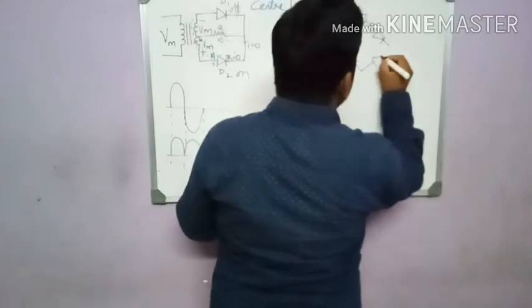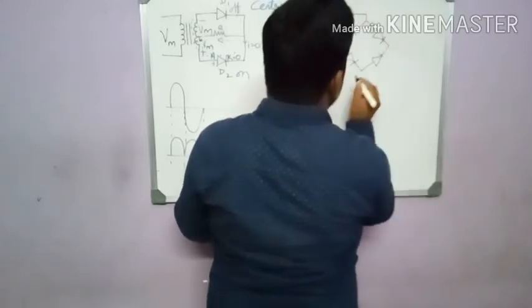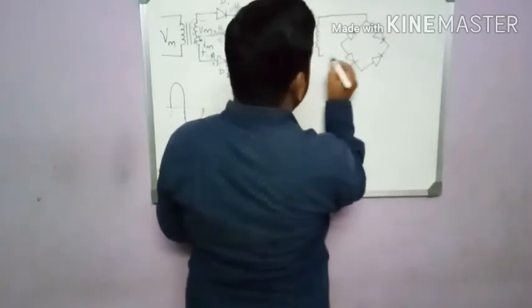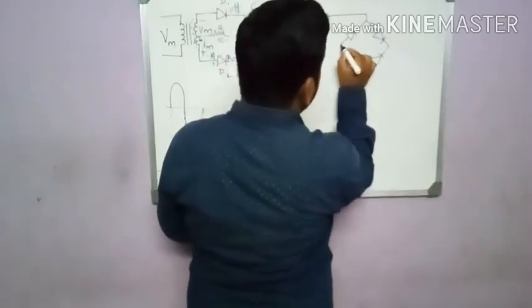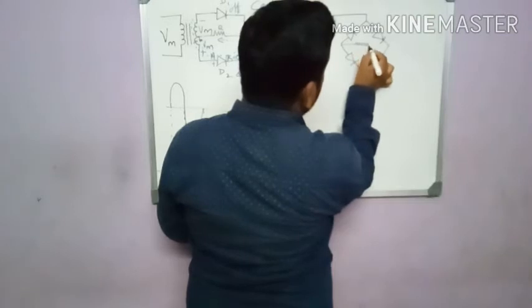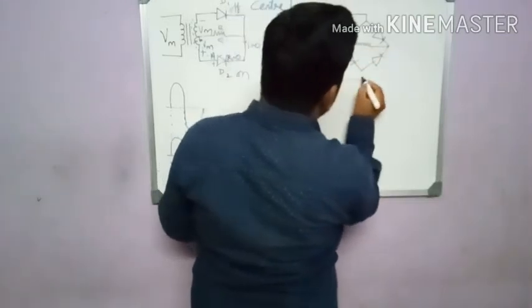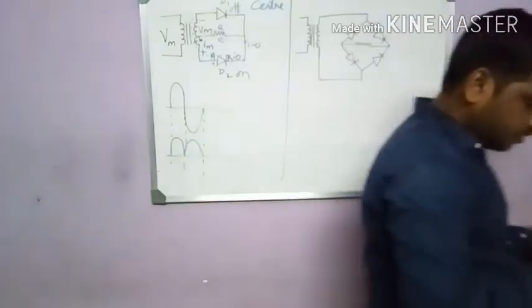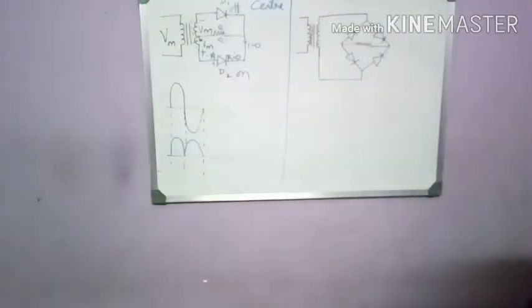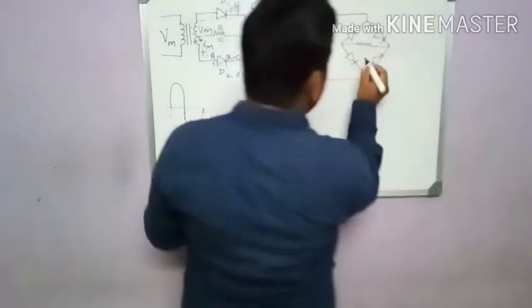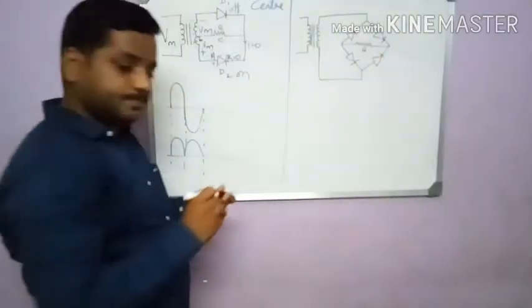Right? So this is how the diodes are going to be, and you can have a resistance in between, like this. This terminal is connected here. So this is how the bridge rectifier looks. This is the resistance R, across which we get the output.